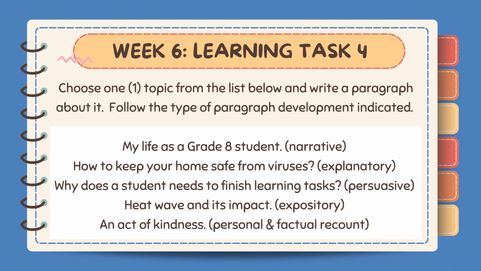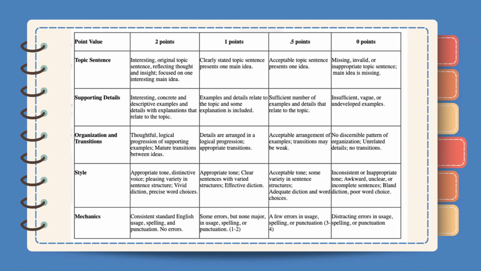And for your last learning task, Week 6 Learning Task 4. On one whole sheet of paper, choose one topic from the list below and write a paragraph about it. Follow the type of paragraph development indicated. Again, choose one. It could be My Life as a Grade 8 Student, How to Keep Your Home Safe from Viruses, Why Does a Student Need to Finish Learning Tasks, Heat Wave and Its Impact, or An Act of Kindness. Be guided by the given rubric. You may pause the video or you may look at the given module.